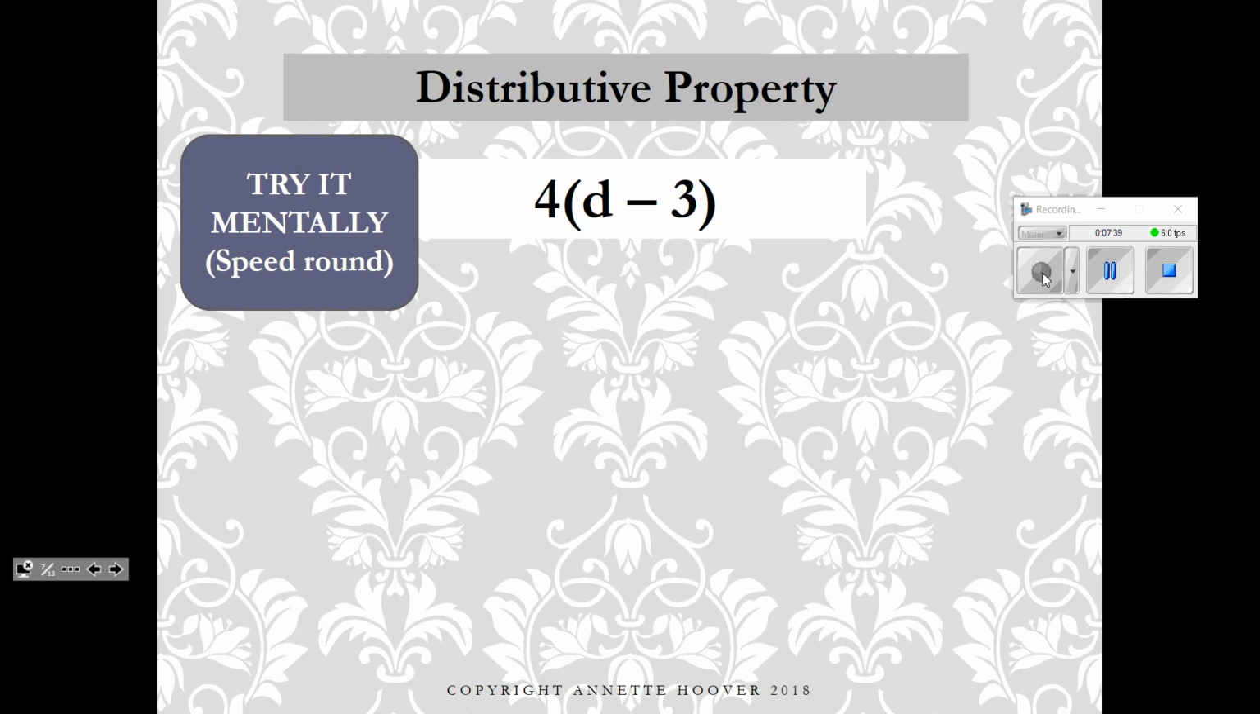Okay, we're just going to practice this a few times. I call this the speed round. So you look at this and see if you can multiply that in your head. Think about what the answer would be. So here's what I would be doing. 4 times d, in my head, I would think, okay, that's 4d. 4 times a negative 3, look at the sign in front of it, is a negative 12. So I should be able to look at that and say that is 4d minus 12. Okay, you try this one.